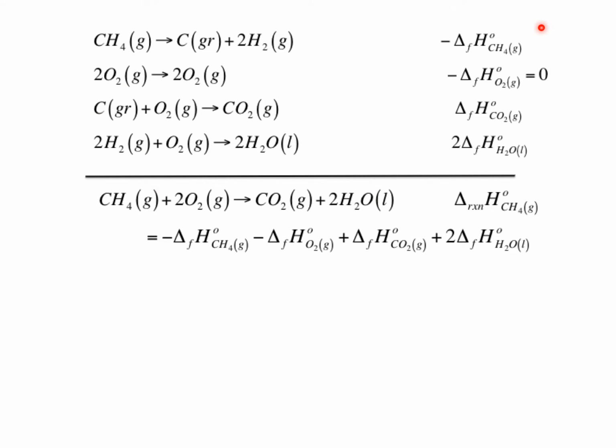the delta H of formation for methane, because I'm taking methane apart, minus the delta H of formation of 2 moles of oxygen, because I'm taking the oxygen apart, plus the delta H of formation of CO2, because I'm using the oxygen and the carbon to form CO2, plus 2 times the delta H of formation of water, because I'm using the hydrogen gas and the oxygen to form 2 moles of water.